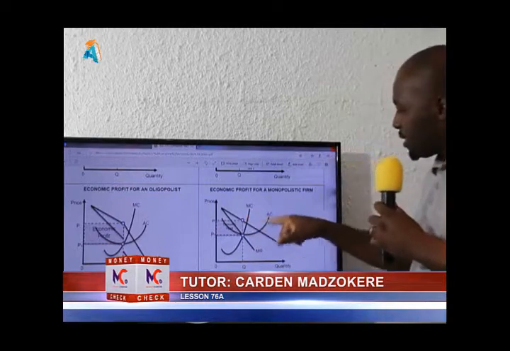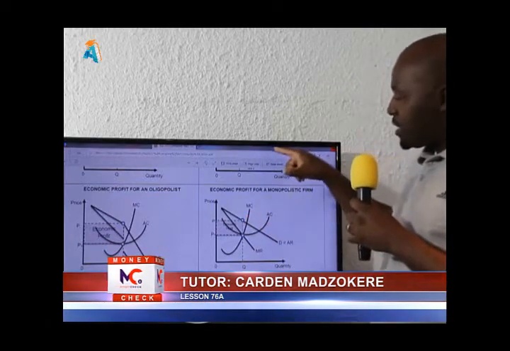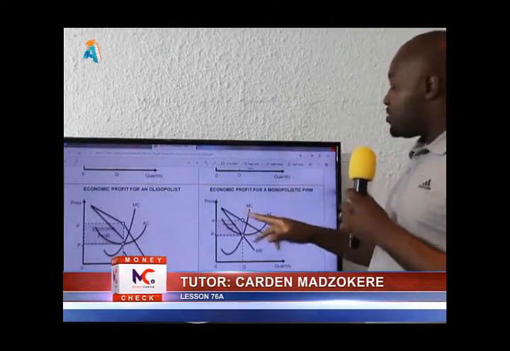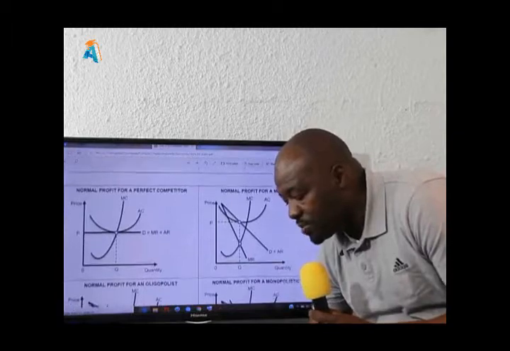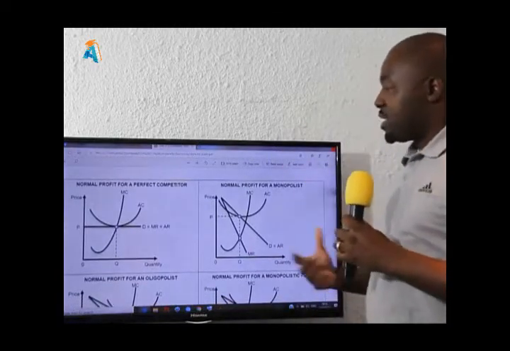But now, to come back to our concept here, our AR is greater than our AC. AR is greater than AC, so this is the profit. Same applies here. This graph looks like the monopoly one. The difference is elasticity. Okay, and we did that in grade 11. I also explained the concept in previous lessons.